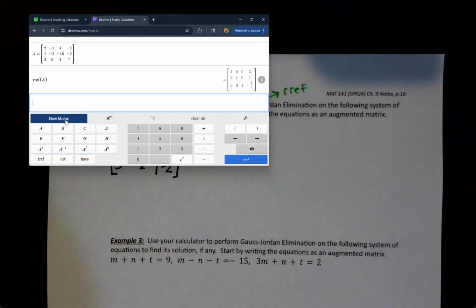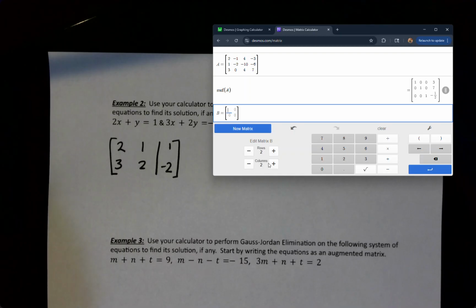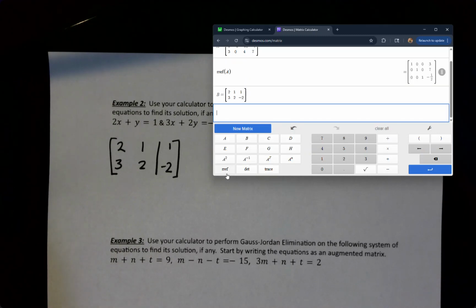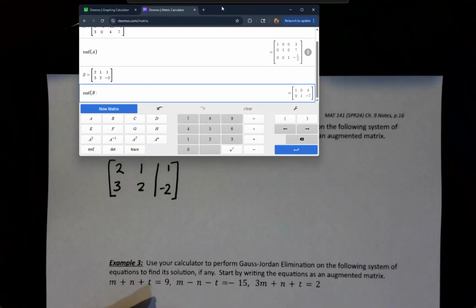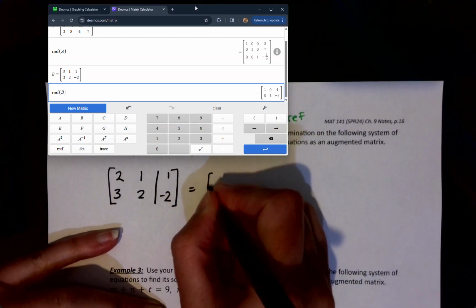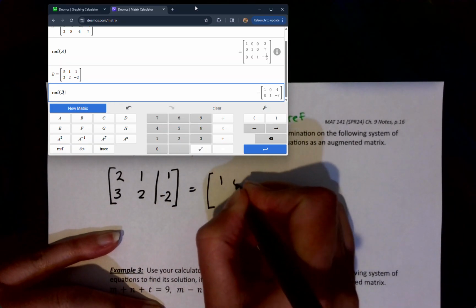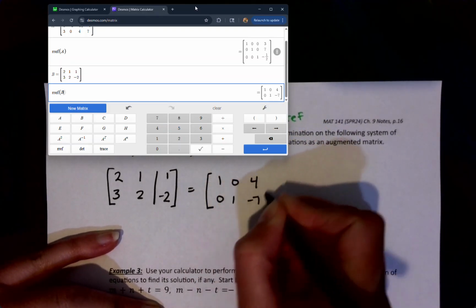I'm going to make a new matrix here. And for this new matrix, I want 2 rows and 3 columns. We'll enter 2, 1, 1, 3, 2, -2, and we need to find the row reduced echelon form of matrix B. So this matrix reduces to 1, 0, 4, 0, 1, -7.